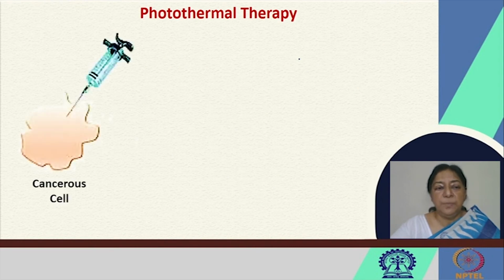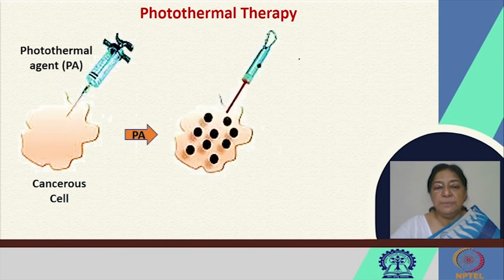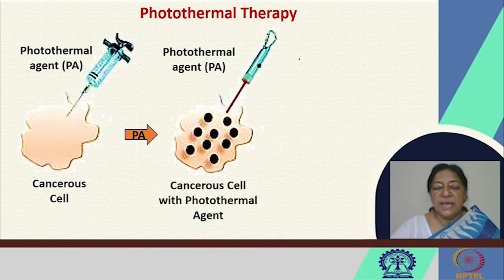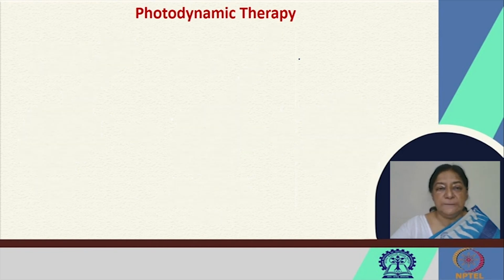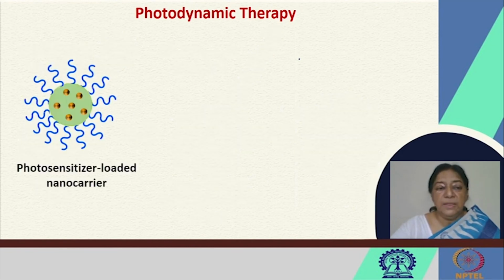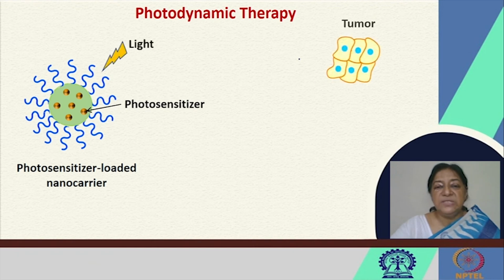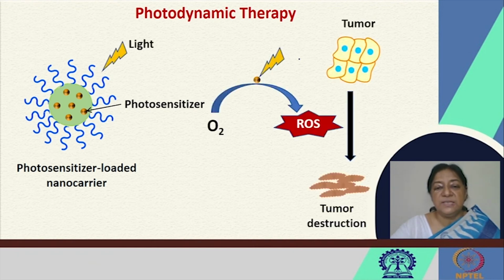In photothermal therapy, as the name implies, if there is a cancerous cell, it can be targeted with a nanoparticle and a photothermal agent created, and the cancerous cell with the photothermal agent then gets destroyed with the application of heat. In photodynamic therapy, we have photosensitizer-loaded nanocarriers. In this case, there is a photosensitizer and specific light creates reactive oxygen species, ROS, and results in tumor destruction.